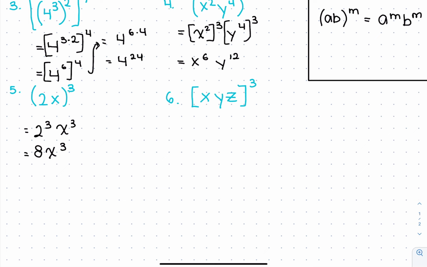Our last example we have is x, y, z, all raised to the power of 3. So what we do is we're just going to apply that 3 to the x, the y, and the z, which will give us x cubed, y cubed, z cubed.